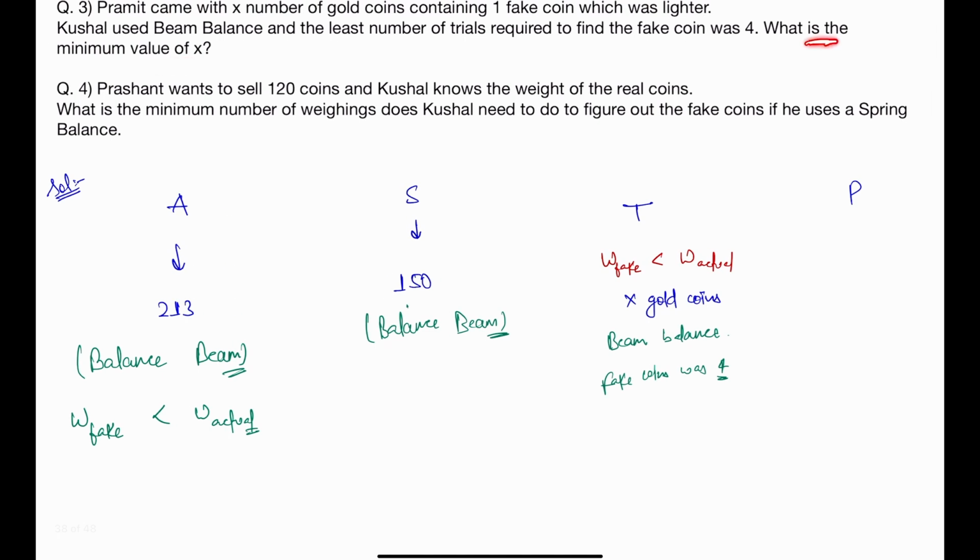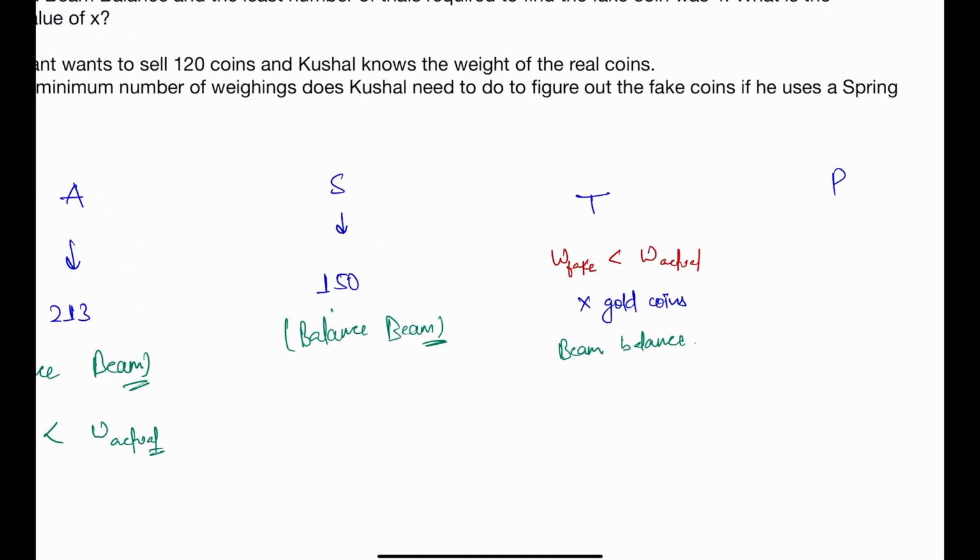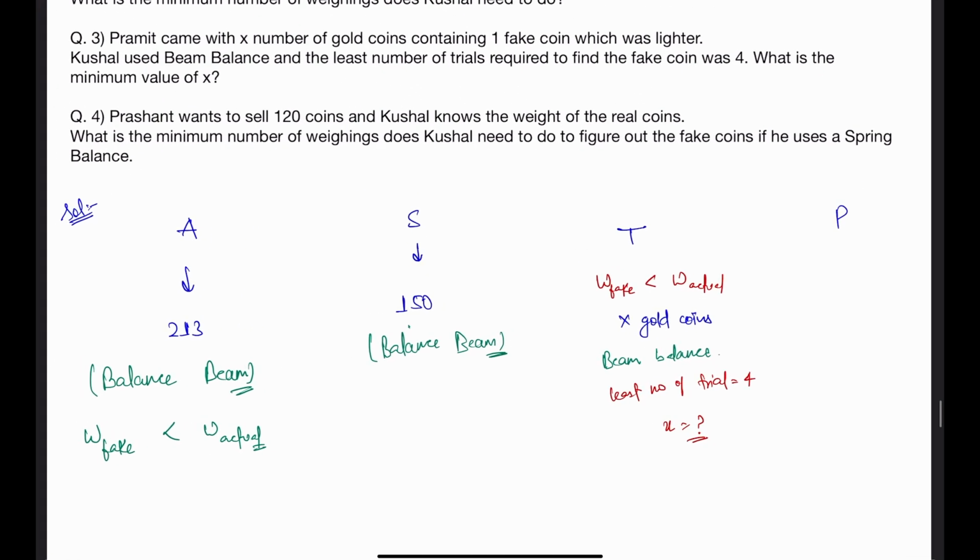Actually, this question is saying Kushal used a beam balance and the least number of trials required to find the fake coin was 4. So the question is about the least number of trials. It is not that the fake coin was 4. I misinterpreted the question. The least number of trials is equal to 4. So what is x? This is our question.